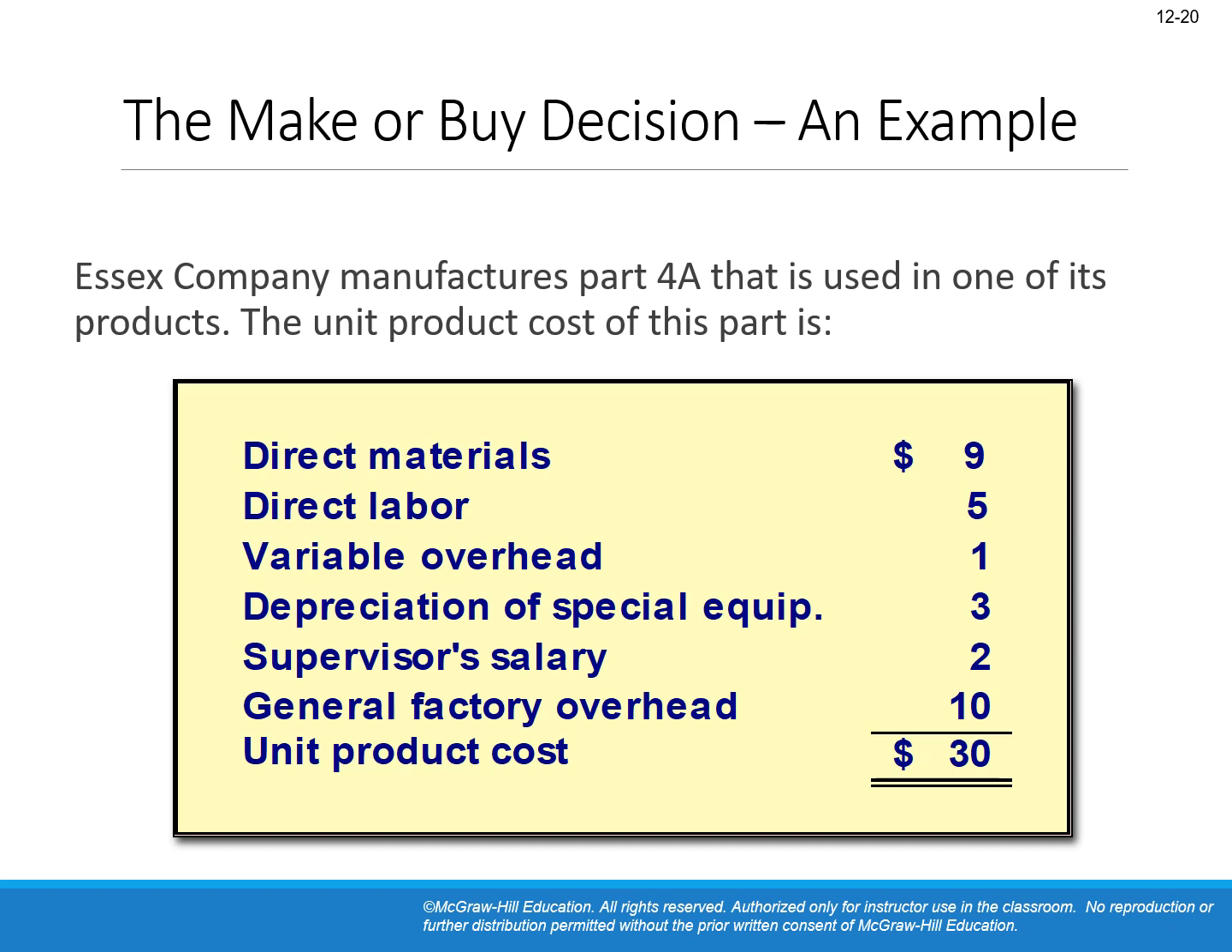Example: SX company manufactures part 4A. So we have a part called 4A that is used in one of its products. The unit product cost of this part is direct material $9, direct labor $5, variable overhead $1, depreciation of special equipment $3 per unit, supervisor's salary $2 per unit, general factory overhead $10 per unit. The unit product cost is $30, which is the total of all those expenses or costs.